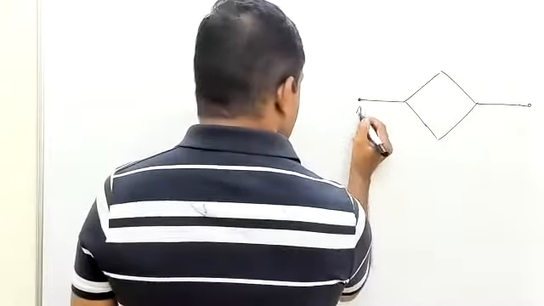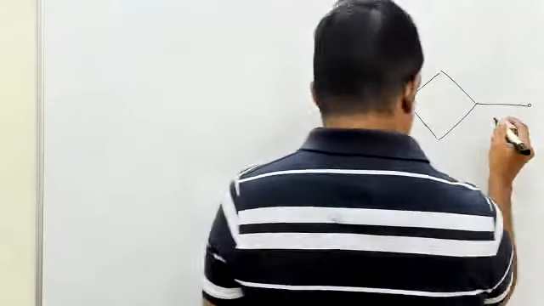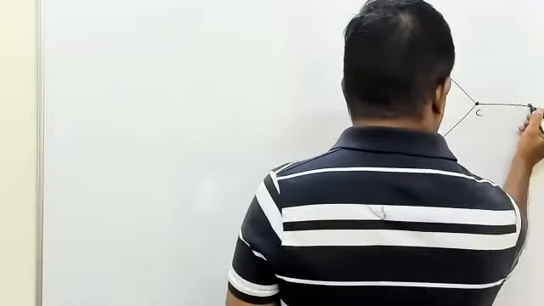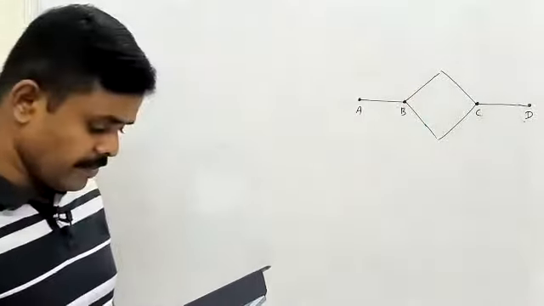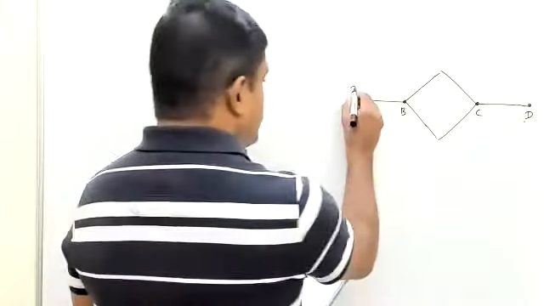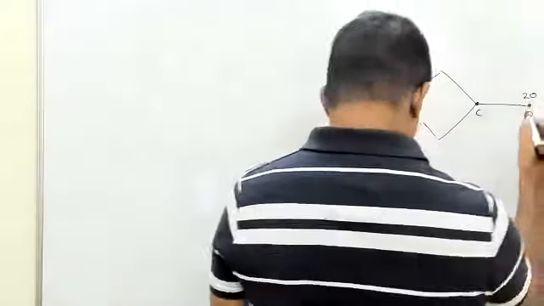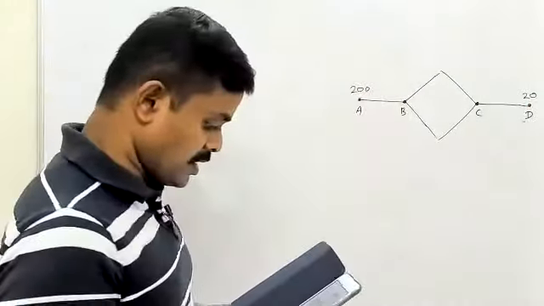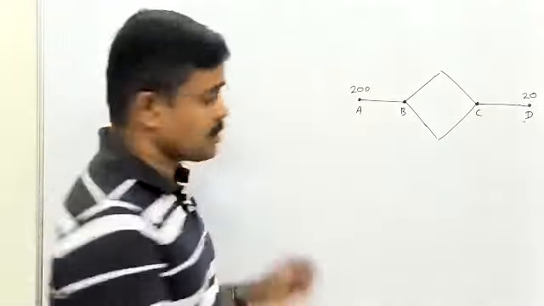This point is A. This point is B. And this point is C. And this point is D. 6 identical conductors are there. Temperatures are 200 degrees Celsius here. This is 20 degrees Celsius. And you've been asked to find the temperature of junction B. Tell me once you're done drawing this.